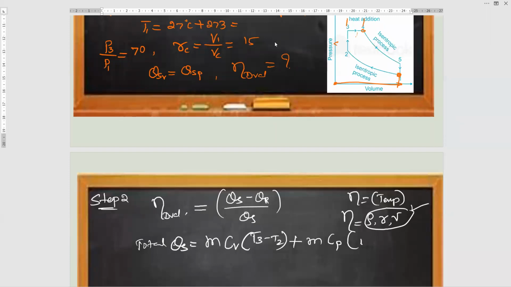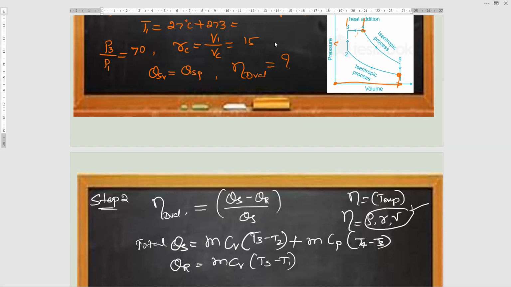Here I am going to write T4 minus T3. This is QS. And heat rejected is 5 to 1. That I will write QR is equal to M. Now identify what type of heat rejection it is. Heat rejection is constant volume or constant pressure. So this one is constant volume. So I will write MCV (T5 minus T1).